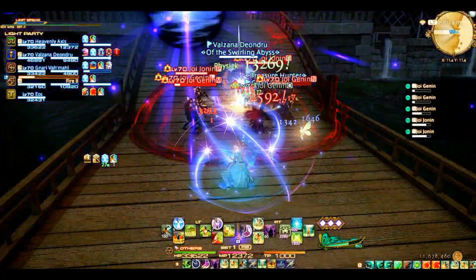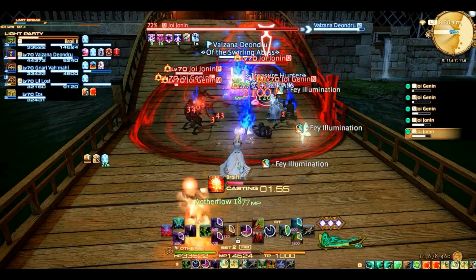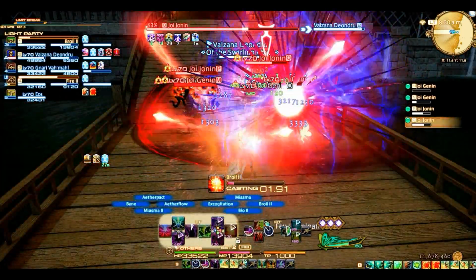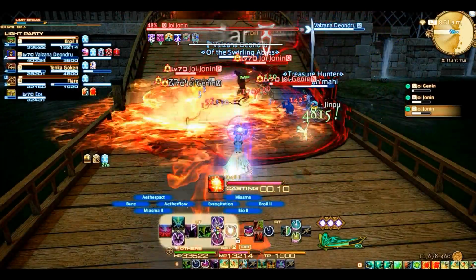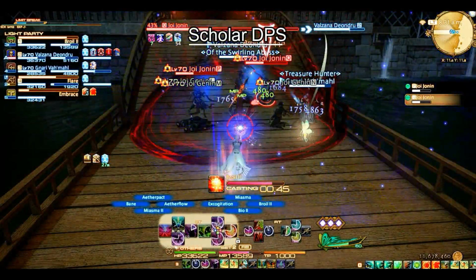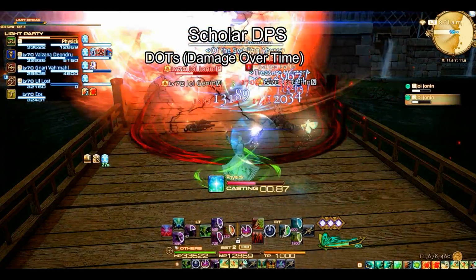Next up, we will cover the fun stuff, DPS. The difference between a good healer and a great healer is their ability to not only keep you alive in the fight, but also contribute to the group by putting out a respectable DPS. You have a few different ways of doing this, so let's get started.